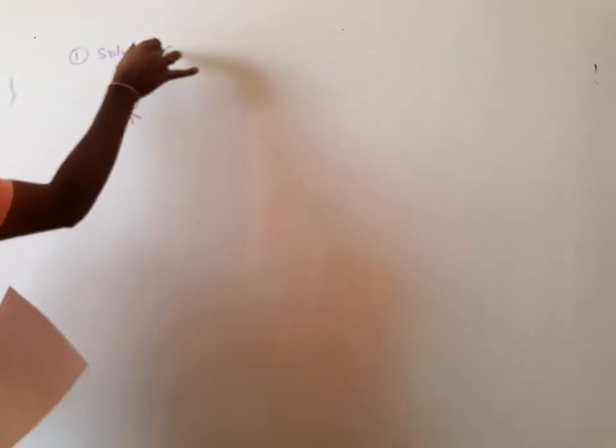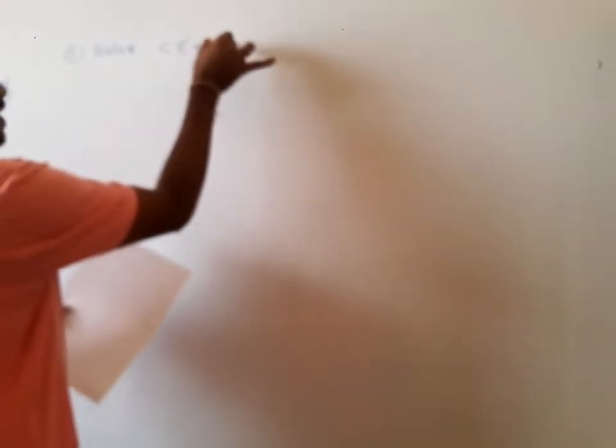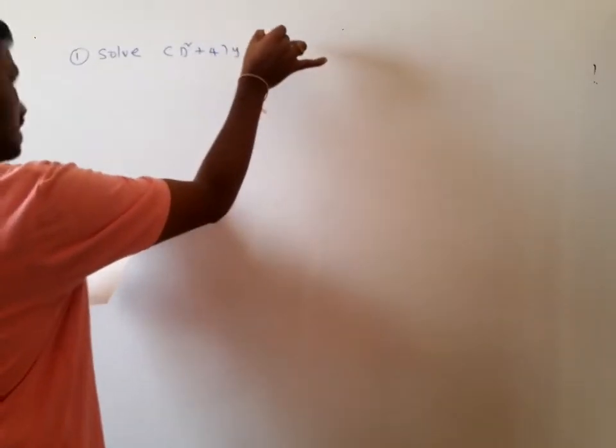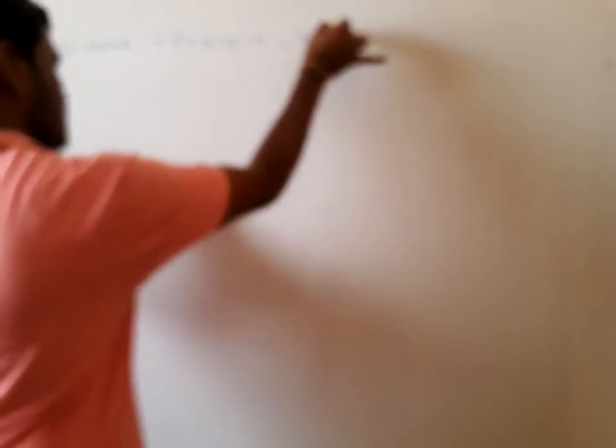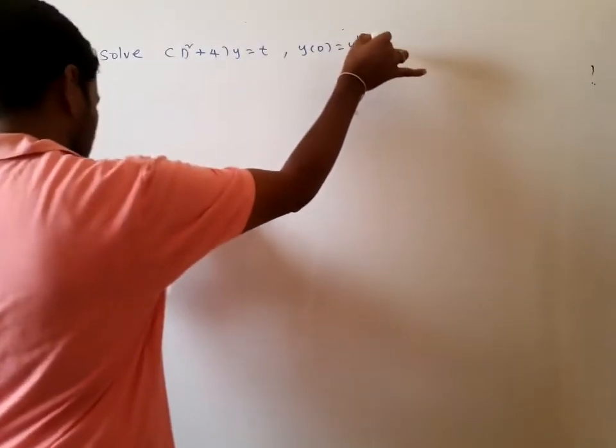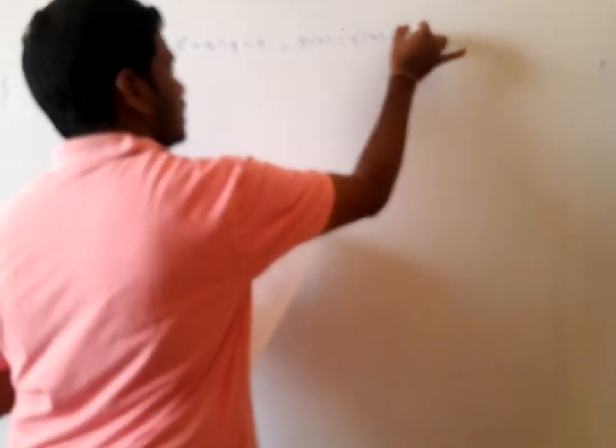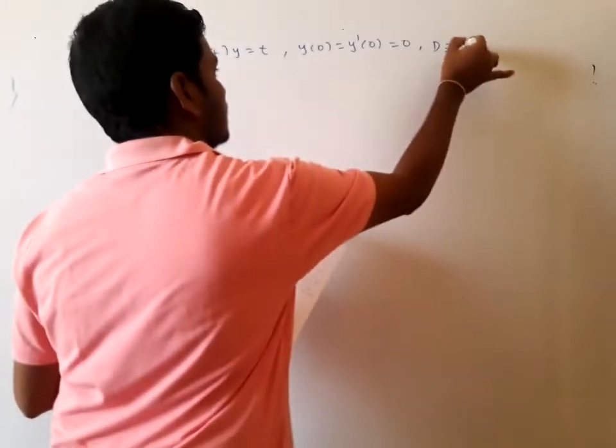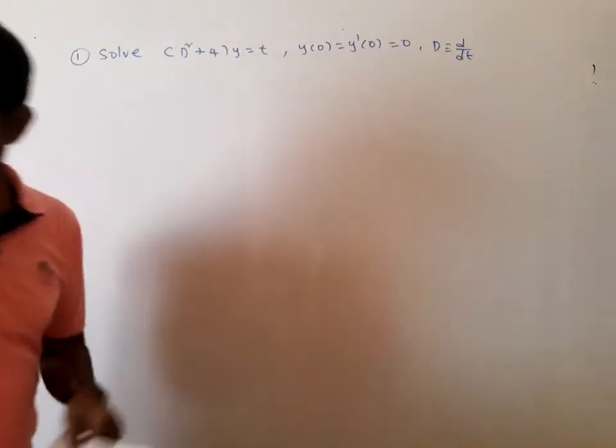Listen, solve the differential equation (D square plus 4) y is equal to t, with y of 0 equal to y dash of 0 equal to 0, where D stands for d by dt.